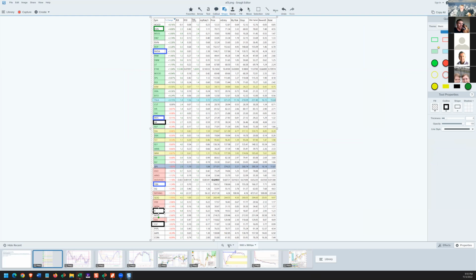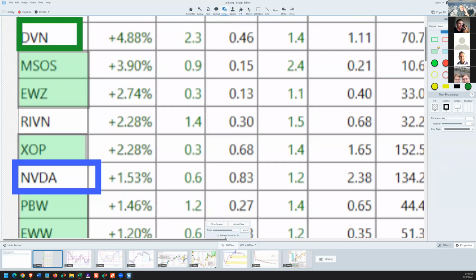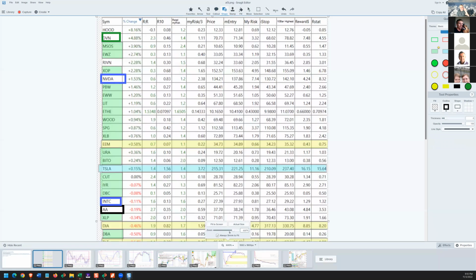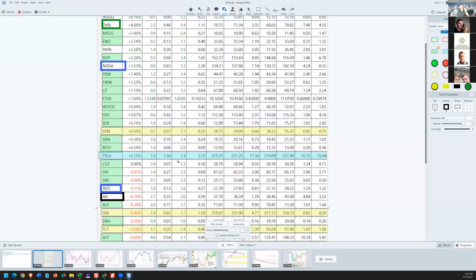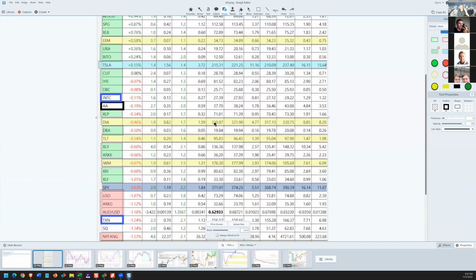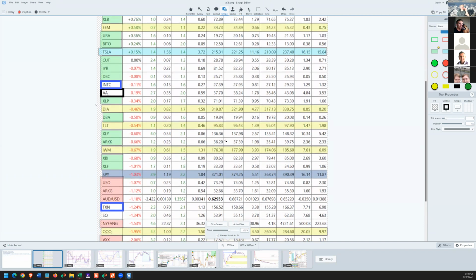All right, let's look at the sectors. Oops, a little too big there. There we go. 1, 2, 3.